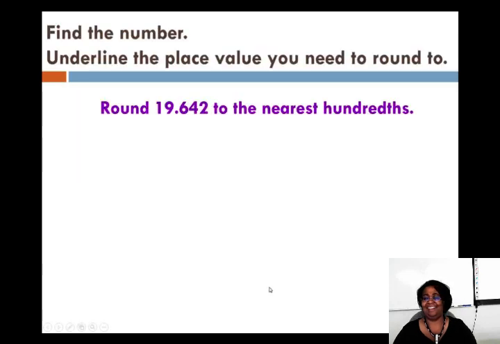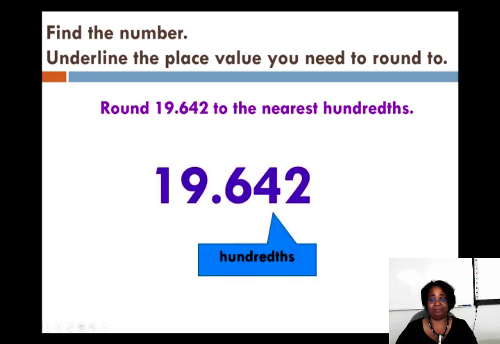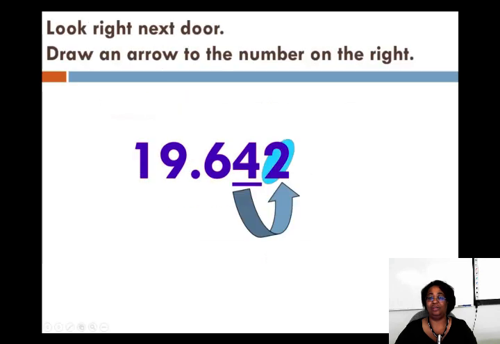Okay. So if I'm rounding 19 and 642 thousandths to the hundredths place, what number do I find? The 6 is not in the hundredths place. The 4. So I locate the 4 and I underline it. Then what am I supposed to do in the next line? Find the number, look right next door. What's right next door? 2. I need to circle it.